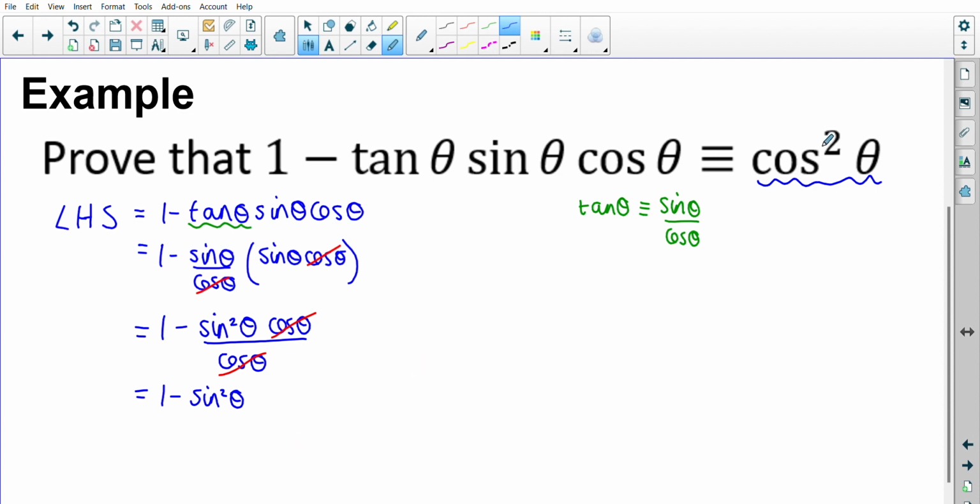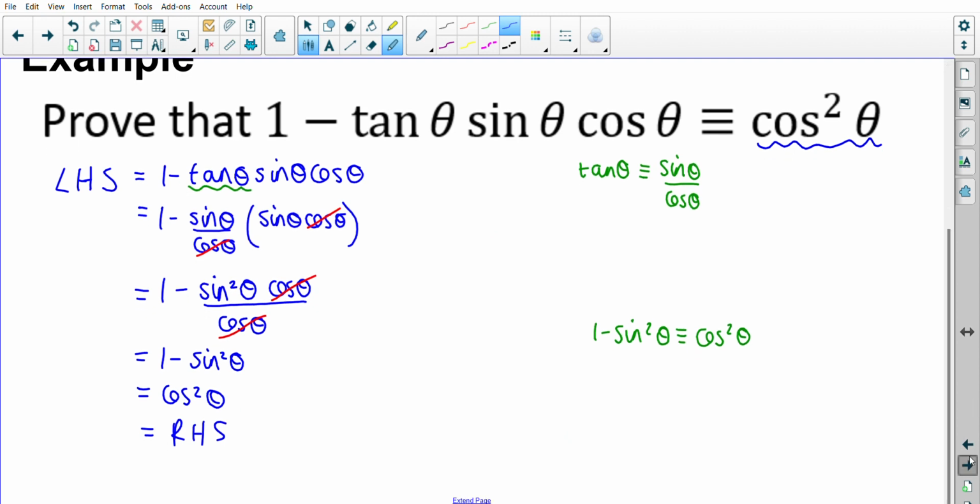Now comparing, this is looking promising. You've spotted it because 1 minus sine squared theta equals cos squared theta. So I'm going to replace that with cos squared theta, and I'm just going to state that I've ended up at the right-hand side. So that is one full proof, starting off at one side, manipulating it, and ending up at the other side. So I've proved that the left-hand side is identical to the right-hand side.